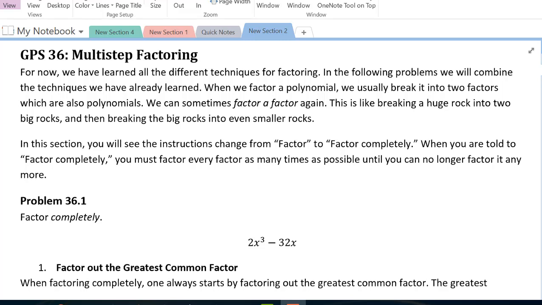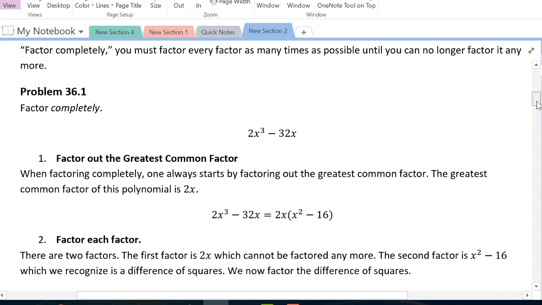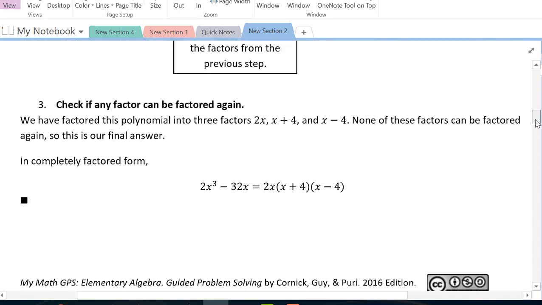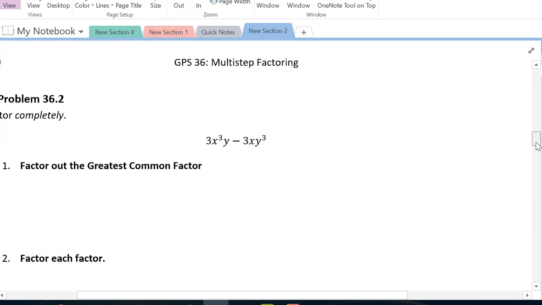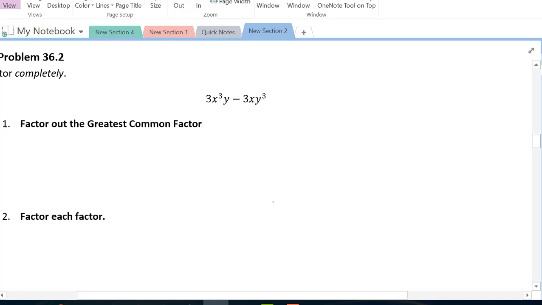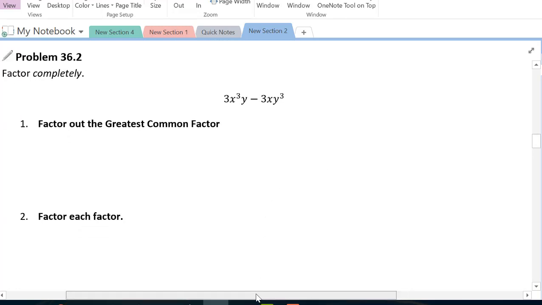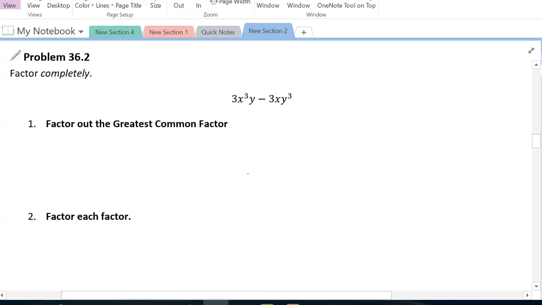Class. So in GPS 36, we're going to look at multi-step factoring. In this GPS, the first thing we're going to have to do is factor out the GCF, the greatest common factor. So let's look at the first problem here. We have 3x cubed times y minus 3xy cubed. Now, how many terms do you see? Right now there are two terms.